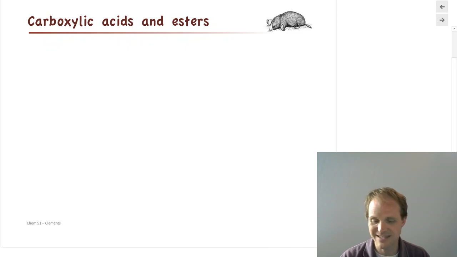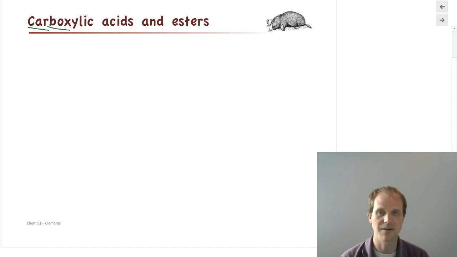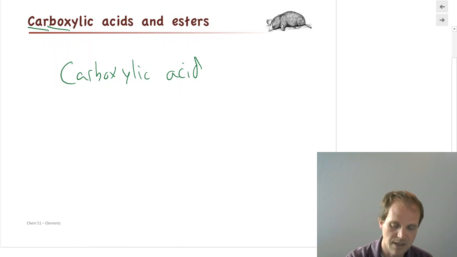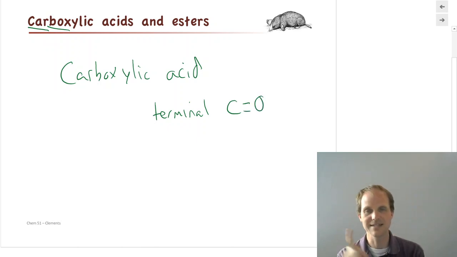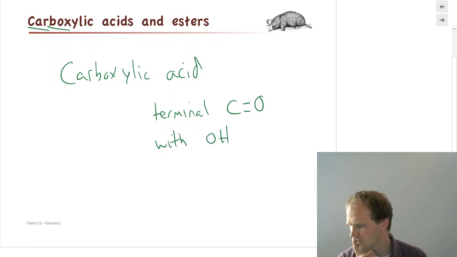All right, carboxylic acids and esters. There's only 4 left, including these 2. Carboxylic acid, carbox. Okay, that's how I remember it. Carbox, and then ilic acid. What is a carboxylic acid? It is a terminal C double bond O. You're like, hey, that's an aldehyde with OH. Ooh, that is an alcohol.